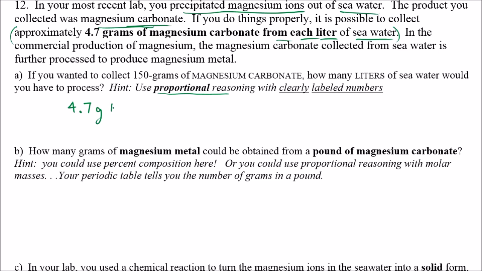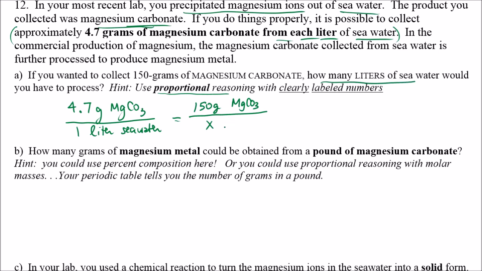4.7 grams of magnesium carbonate come out of 1 liter of seawater. These two numbers go together. They correspond. That's what a ratio is. This question is saying, what if you wanted a lot more magnesium carbonate? 150 grams to be specific. How many liters? That's the question.